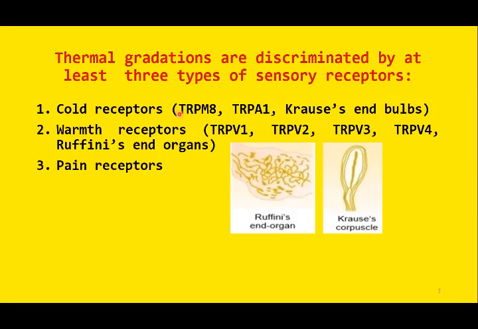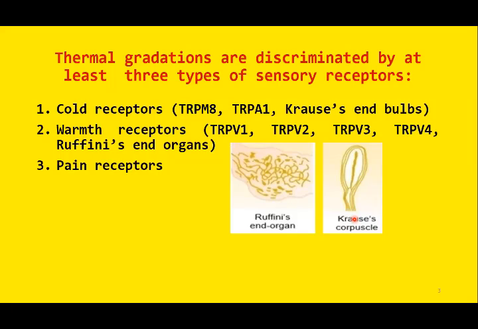If we see the examples of warmth and cold receptors, Ruffini endings are responsible for detection of warm sensation. Similarly, Krause end bulbs are responsible for detection of cold. So these are the classical examples of cold receptors and warm receptors. Ruffini for warm and Krause for cold.